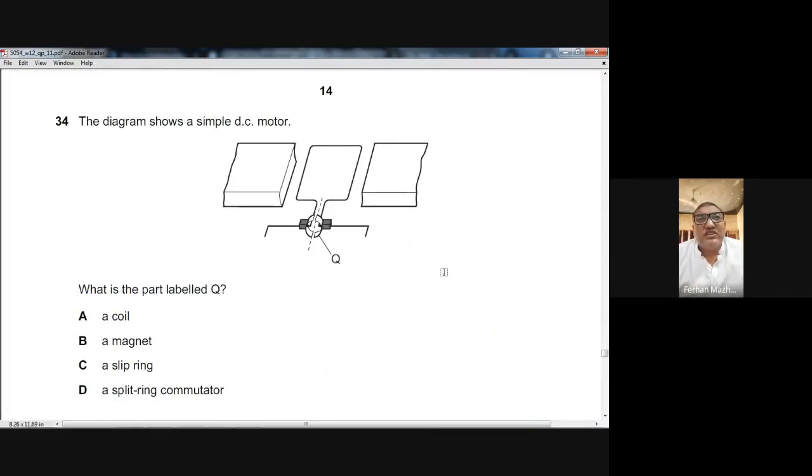The diagram shows a simple DC motor. What is the part labeled Q? This is called the split ring commutator. So clearly, there's no doubt about the option. This part is called a split ring commutator.